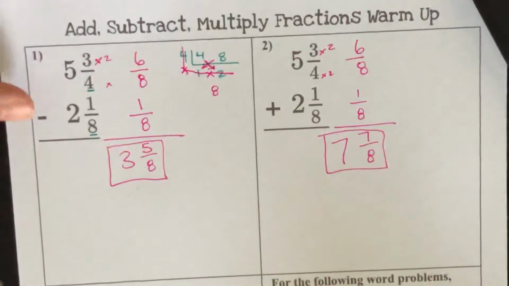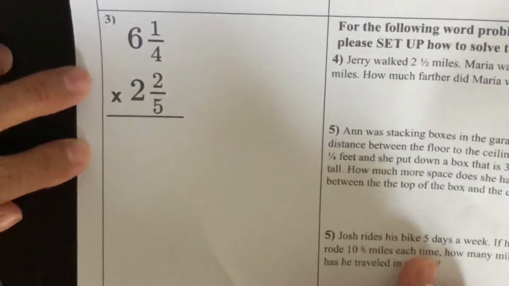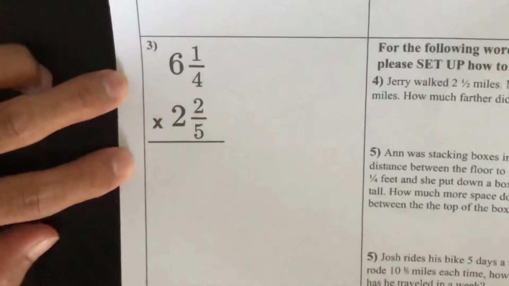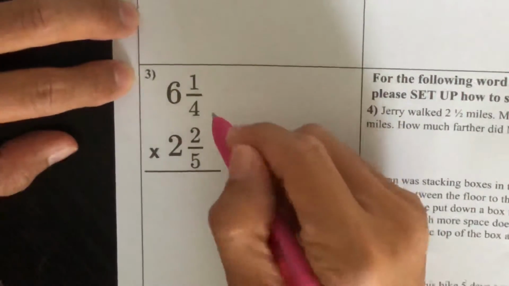Let's go ahead and take a look at number 3. All right, number 3. 6 and 1/4 times 2 and 2/5.